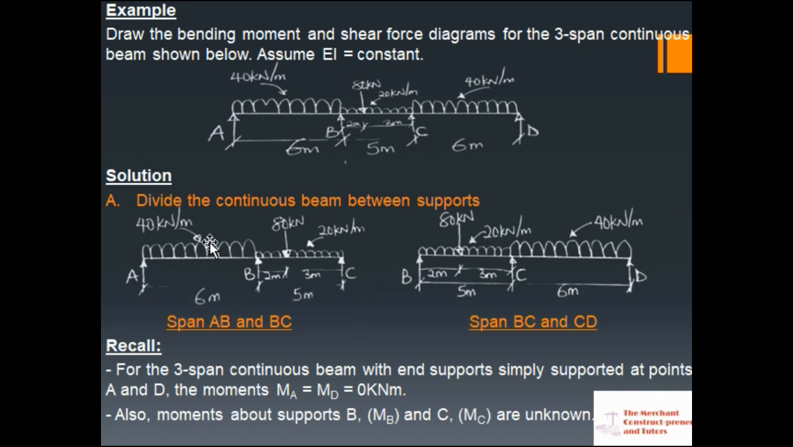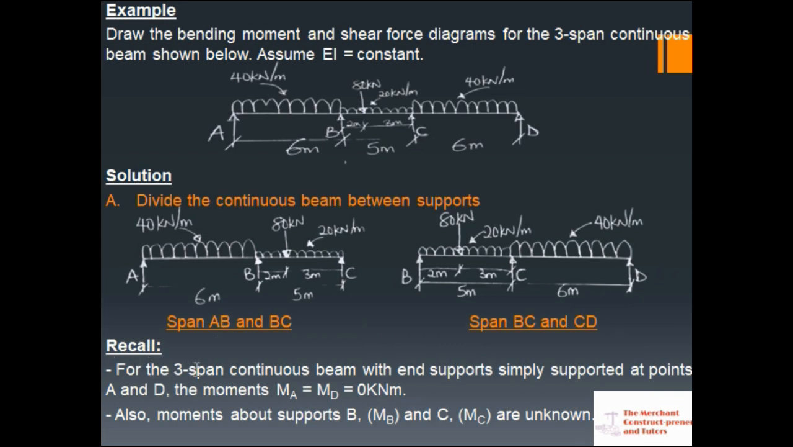Looking at this now, I have divided the continuous beam with A, B, C and B, C, D. Then the loading conditions: a uniform distributed load on span AB is here. I have a combination of a uniform distributed load on span BC and a point load that is not centralized on the same span BC. The same thing here for BCD: a combination of uniform distributed load and a point load at one point here, and then a uniform distributed load on span CD. Okay, so let me just recall.